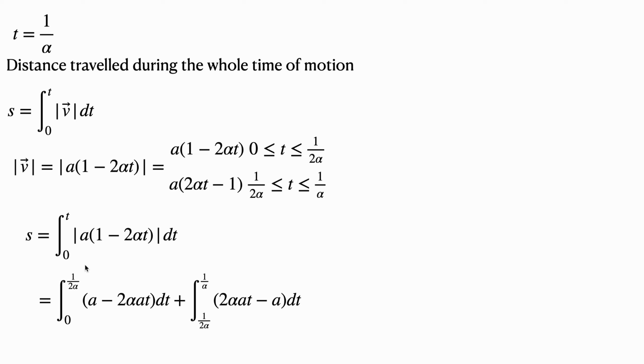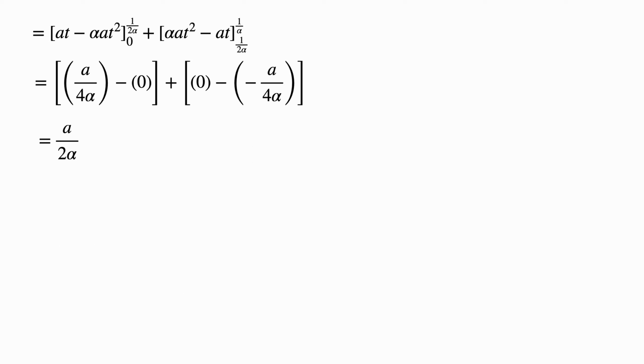So we will integrate the modulus of velocity vector v with respect to dt in the time duration 0 to t, where t is 1 by alpha. So this will be equal to integral (a minus 2 alpha a t) dt from 0 to 1 by 2 alpha plus integral (2 alpha a t minus a) dt from 1 by 2 alpha to 1 by alpha. On integration, we get a t minus alpha a t square with limits 0 to 1 by 2 alpha plus alpha a t square minus a t with limits 1 by 2 alpha to 1 by alpha.